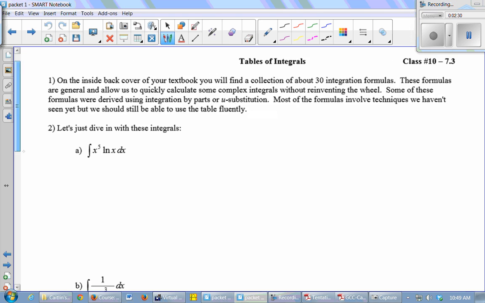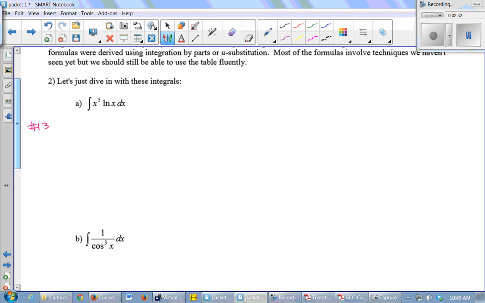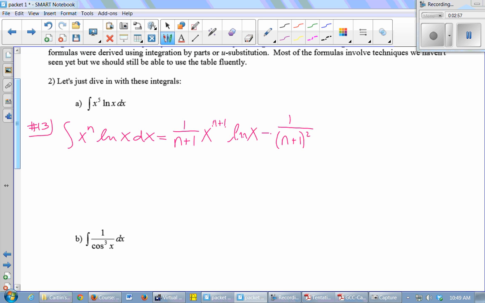So let's just write down what that formula says. It says that the integral of x to the n times the ln of x dx is equal to 1 over n plus 1 times x to the n plus 1 times the ln of x, minus 1 over n plus 1 squared times x to the n plus 1, plus c. And then there's a couple notes over here. It says you can't use this formula if n is -1, and x has to be positive.